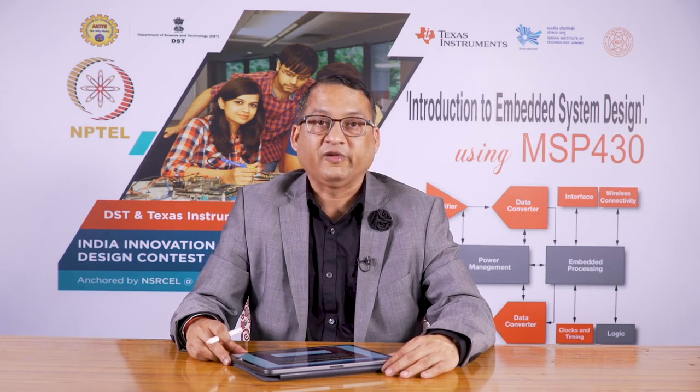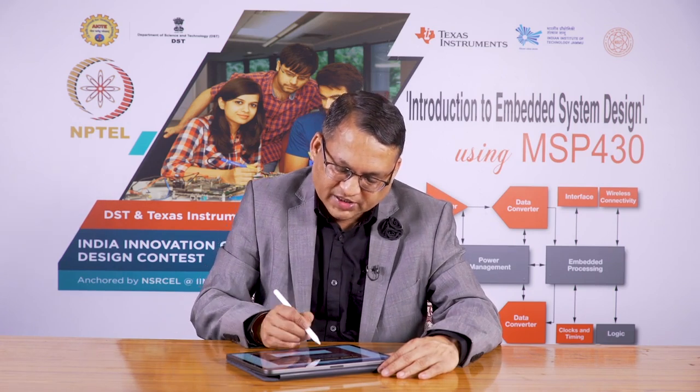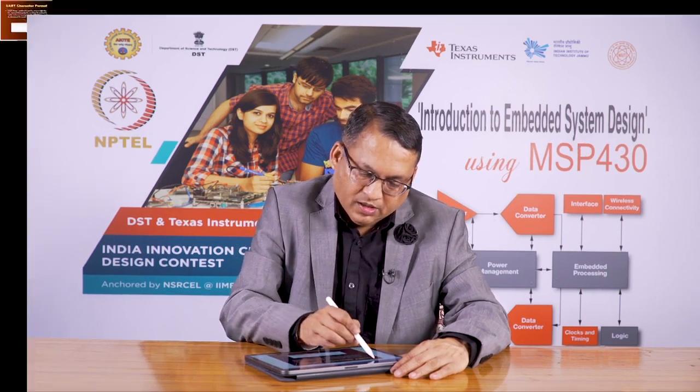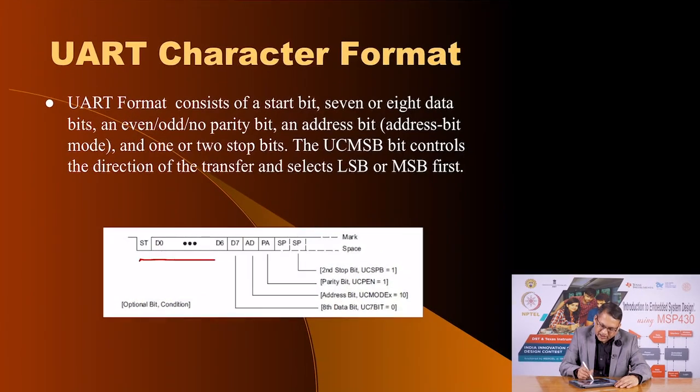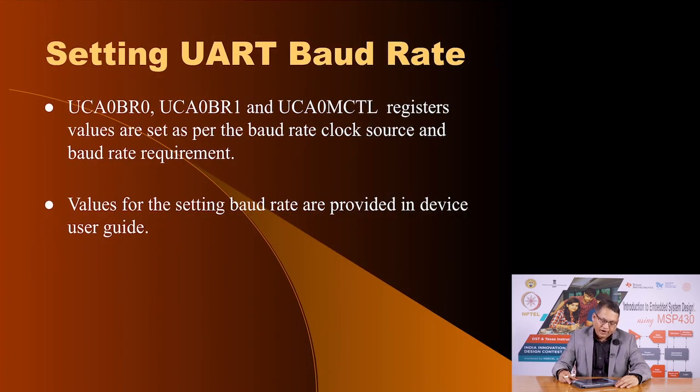Of course, to be able to do that, it requires many registers, and we will just go through those registers. The UART format, as I mentioned, can be D0 down to the last bit, and then you have parity bits and so on, and stop bits. You have a baud rate selector. There are 3 registers: baud rate 0 register, baud rate 1, and a modulation control register.